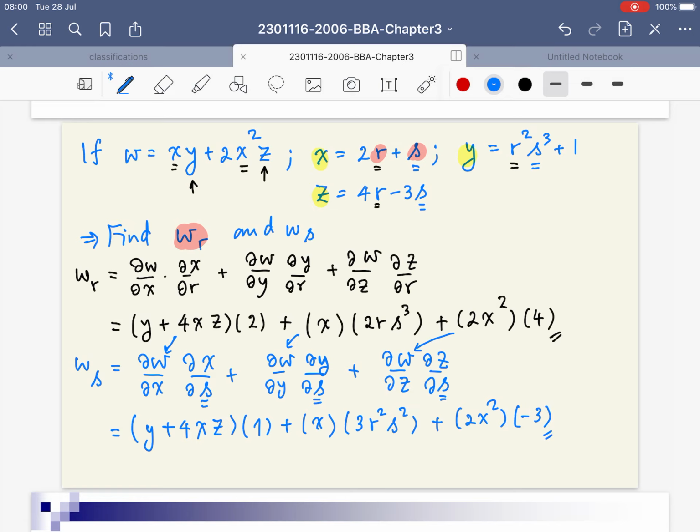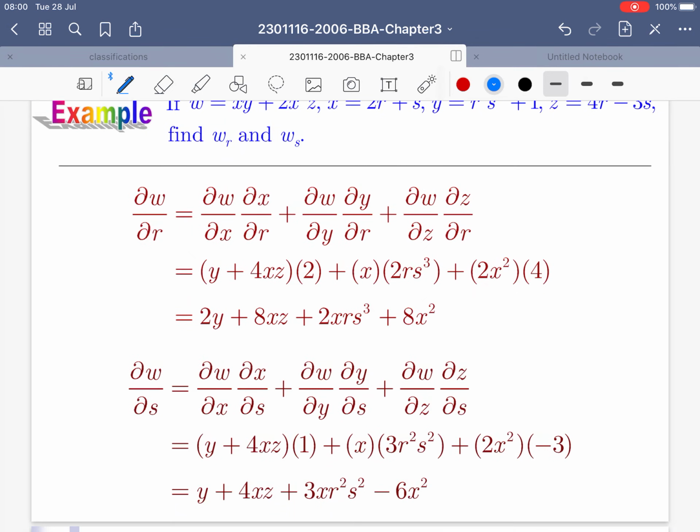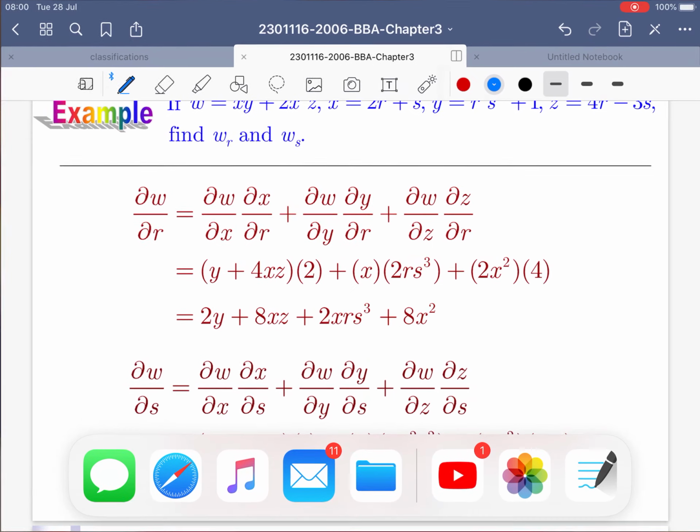All right. Again, if you don't like my handwriting, you can just take a look at this one, okay, for the typing version. All right.